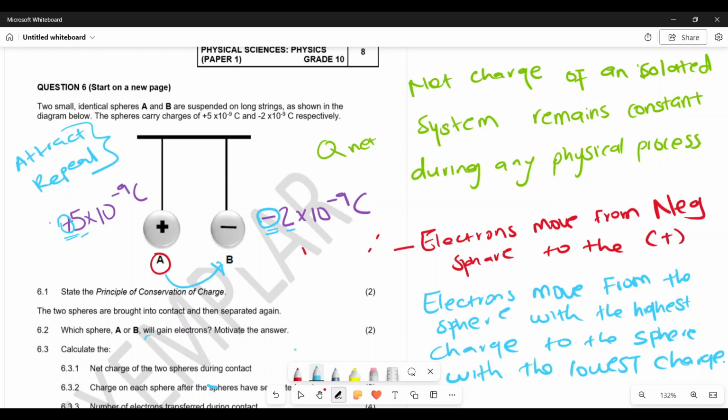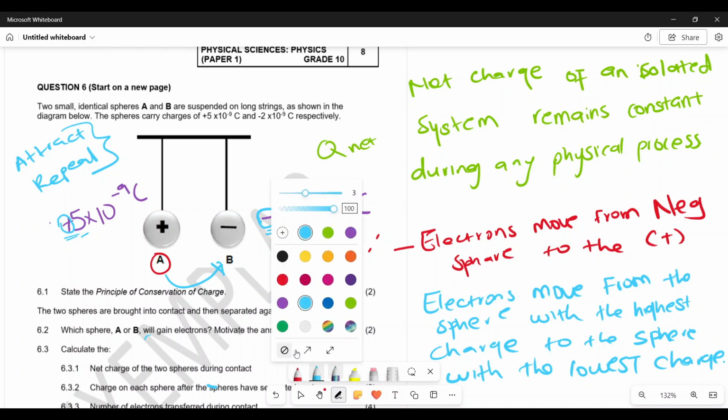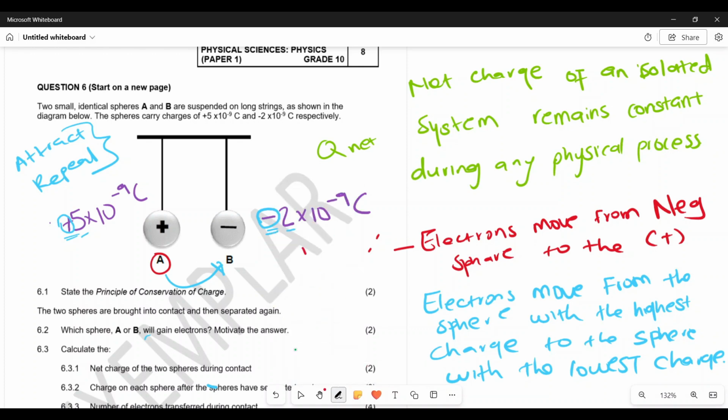And your reason would be electrons move from the sphere with the highest charge to the sphere with the lowest charge, right? Or you could make it in terms of electrons. Remember, your charges are directly proportional to your electrons, meaning that the higher the charge, the higher the electrons. The lower the charge, the lower the electrons. So here, instead of using a charge, you could also use electrons. You would say they would move from the sphere with the highest electrons to the sphere with the lowest electrons.